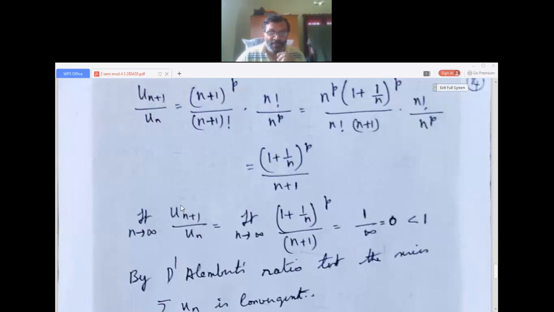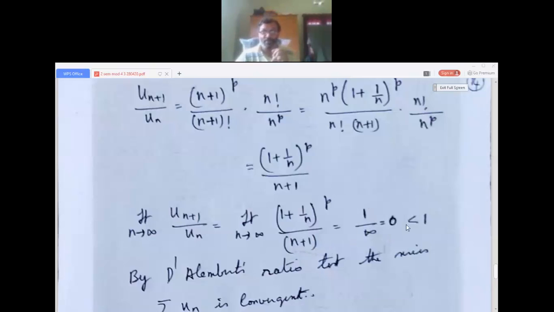Now limit n tends to infinity, u_{n+1} divided by u_n. We apply the limit here: limit n tends to infinity, (1 plus 1 by n) whole power p divided by n plus 1. Now here 1 by infinity, when n approaches infinity, 1 by infinity is 0, so 1 power p. 1 power anything, 1 power 100, 1000, anything, it's 1 only. So 1 divided by, n is infinity, infinity plus 1 is again infinity.